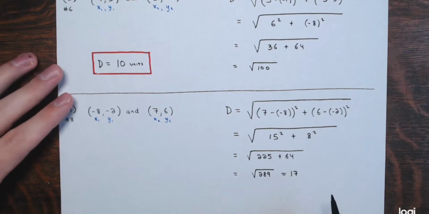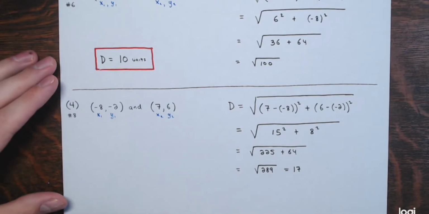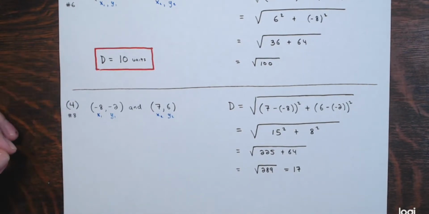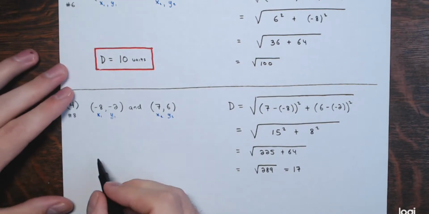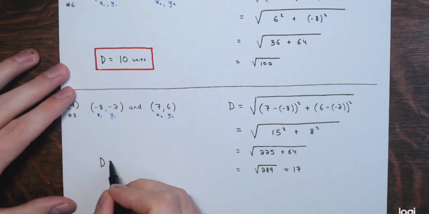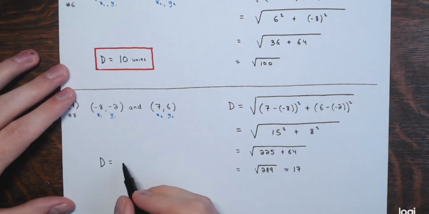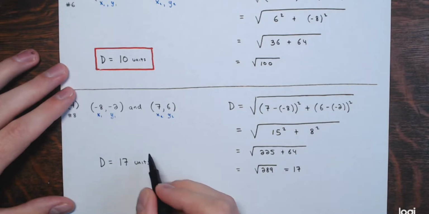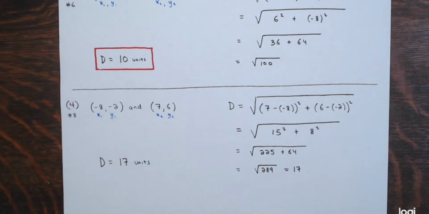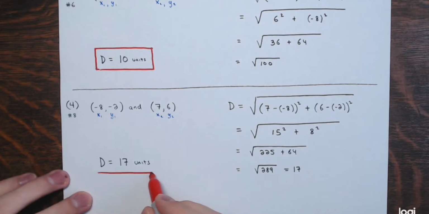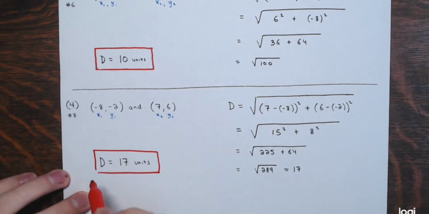A nice whole number. Alright, so number 1 and 2 were 10 and 17. Number 3 and 4 were 10 and 17. Please know that that does not always happen. It depends on the points that you're given, right? It's not always going to be a nice whole number. I'm sure we'll get to an example where it's not a nice whole number eventually. But the distance between these 2 points is 17 units. They are 17 units apart on the coordinate plane.